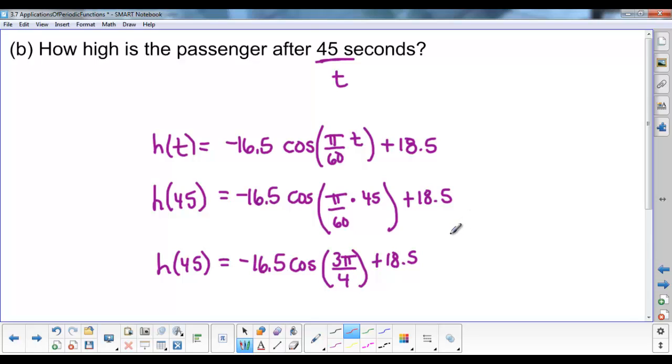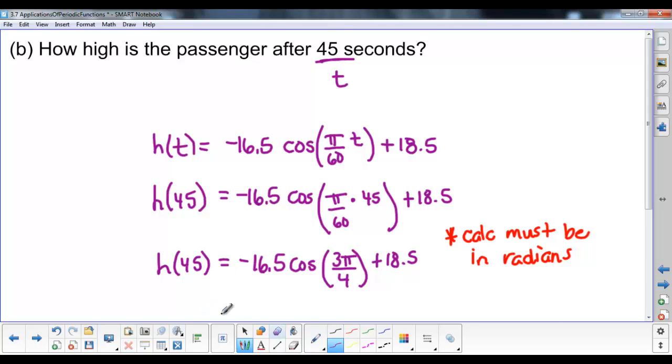The other thing you can do to save a little bit of time on the test, especially for a word problem, is to, number one, make sure that your calculator is set in radians, and then go ahead and punch in what you see. So negative 16.5 cos, open up a bracket, punch in 3 pi, actually use the pi button, divided by 4, close the bracket, and then plus 18.5. Now you should get an answer of 30.2 meters.